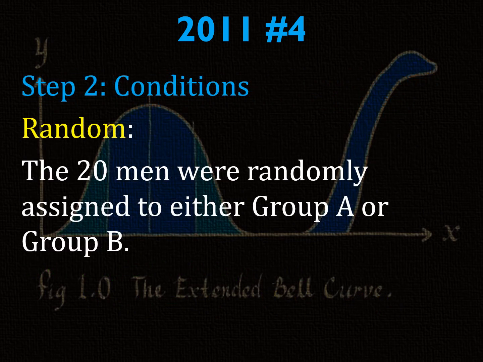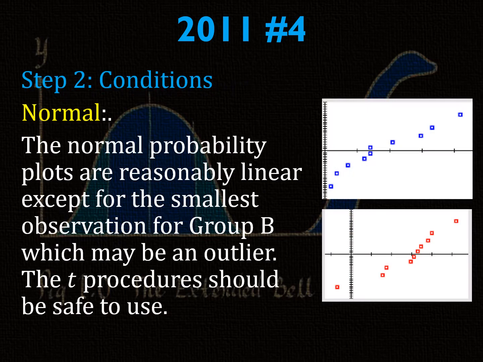Step 2, we'll look at the conditions. First, the random condition. We were told that the 20 men were randomly assigned to either Group A or Group B. For the normal condition, because each sample size is 10, you have to include some graphs, so I included the normal probability plots. For Group A, which is the one on the top, it looks pretty linear. For Group B, there might be an outlier at the bottom left, which was that negative number, but the t procedure should be pretty safe to use.